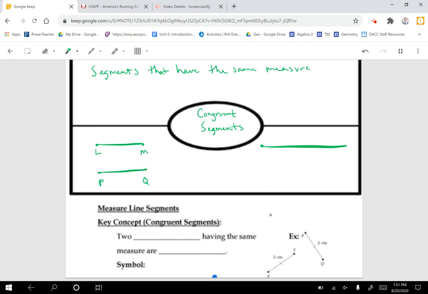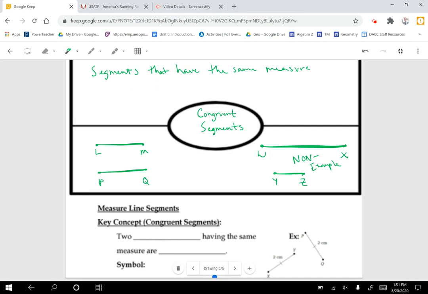If we had something like WX and then like YZ, a little bit smaller here, these are not congruent because they're not the same length, okay? So this is a not example. All right, so how do we write this? So two ways that we can do this.